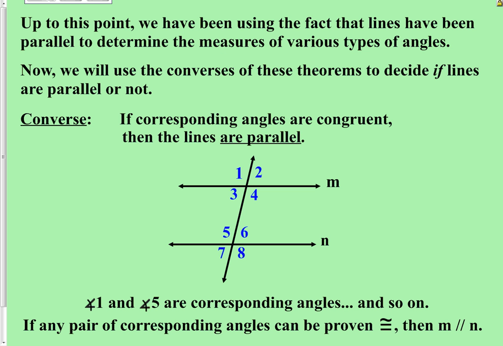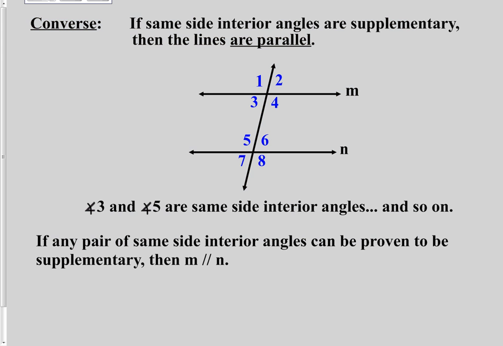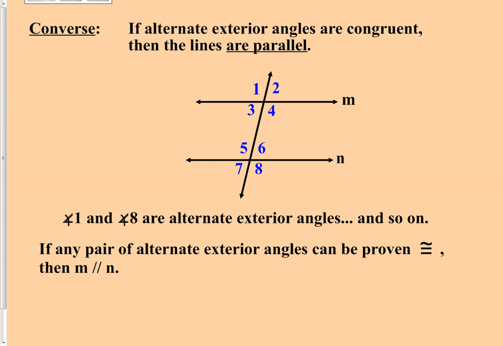If you can prove that you have corresponding angles that are congruent, then that means your lines are parallel. If you have alternate interior angles that are congruent, then your lines are parallel. If you have same side interior angles that are supplementary, then your lines are parallel. If you have alternate exterior angles that are congruent, then your lines are parallel.